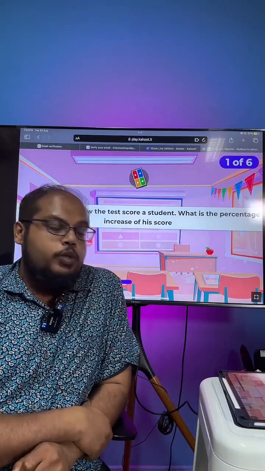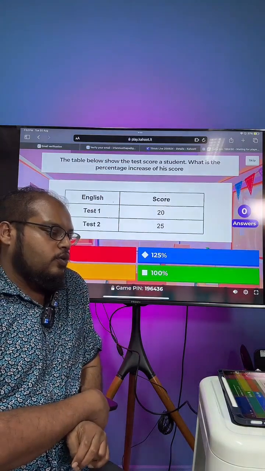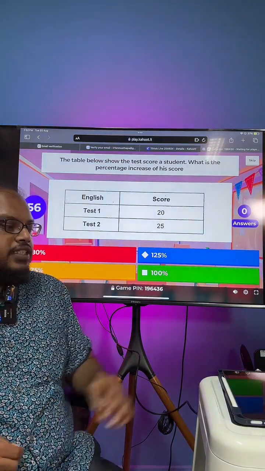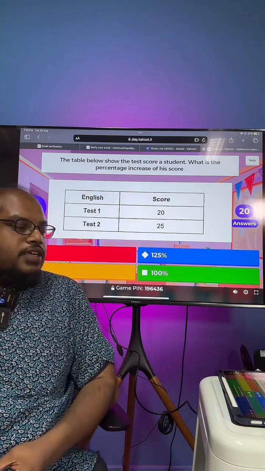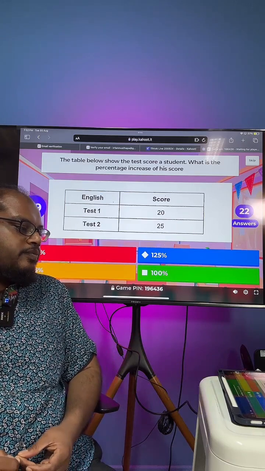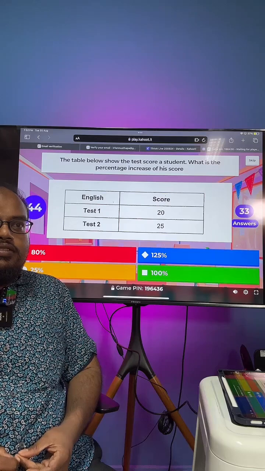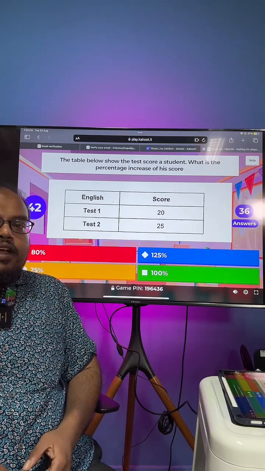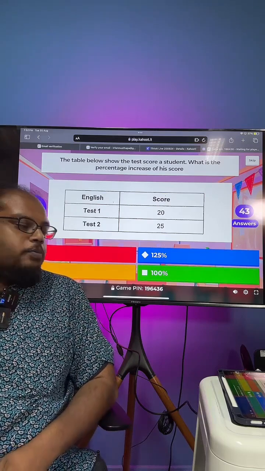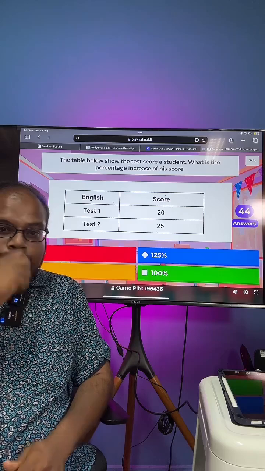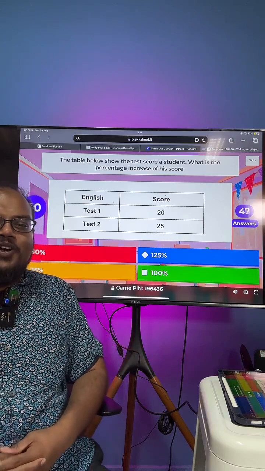The screen shows the test score of a student. What is the percentage increase of his score? Percentage increase. Okay, percentage increase. Alright, how do we do percentage increase? We don't need to use trigonometry. Primary school has no trigonometry.